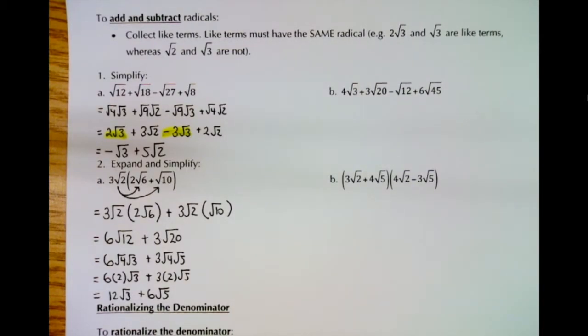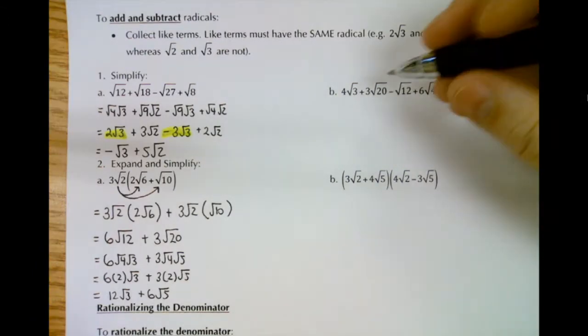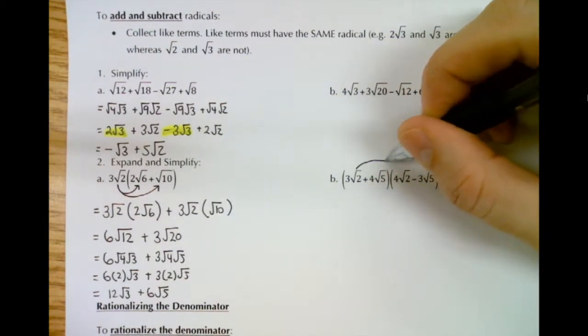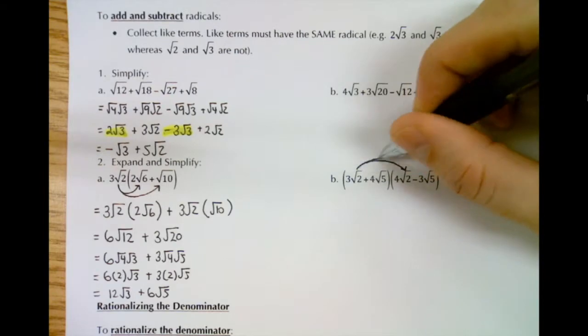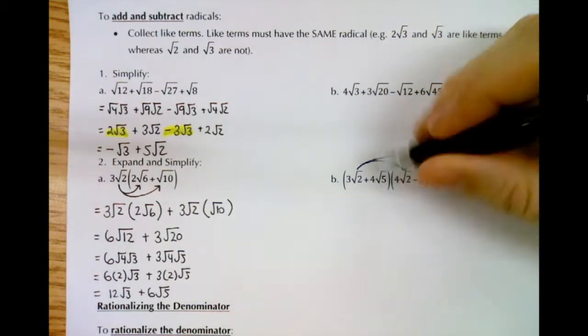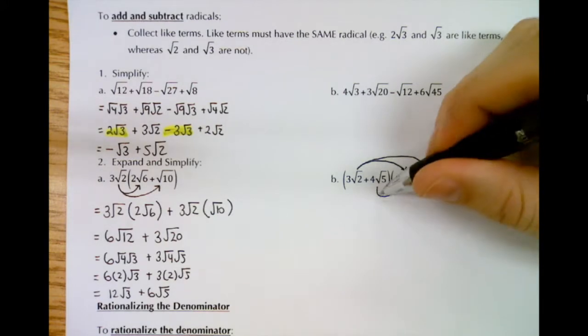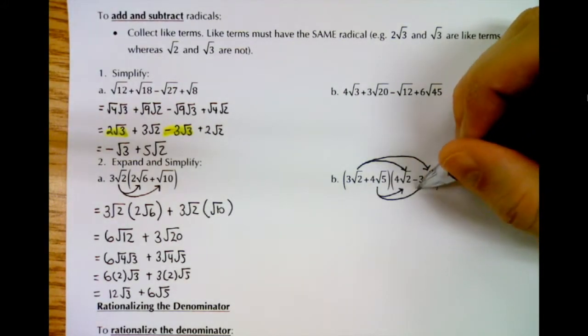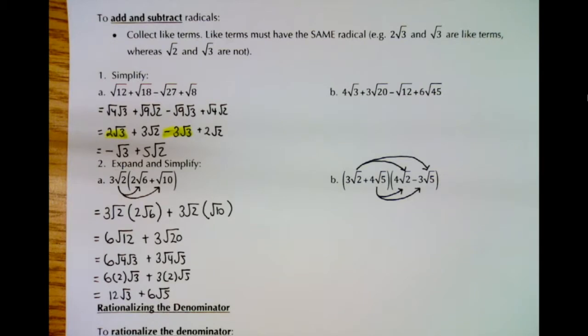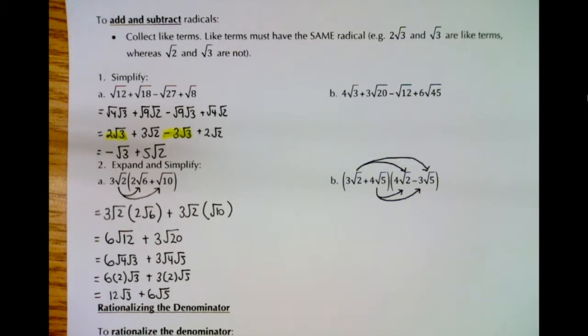I'm going to leave B for you to try. The difference between A and B is this one's got 2 terms by 2 terms, so you're actually going to have to FOIL. So I'll show you the multiplications. It would be 3 root 2 times 4 root 2, 3 root 2 times negative 3 root 5, 4 root 5 times 4 root 2, and 4 root 5 times negative 3 root 5. There's going to be 4 steps. And at the very end, you're going to end up with 2 terms. Let's see if you can get there. You can pause the video, try it now, or you can wait till the end of the video and give it a shot then. Okay, that's it for adding and subtracting, expanding.